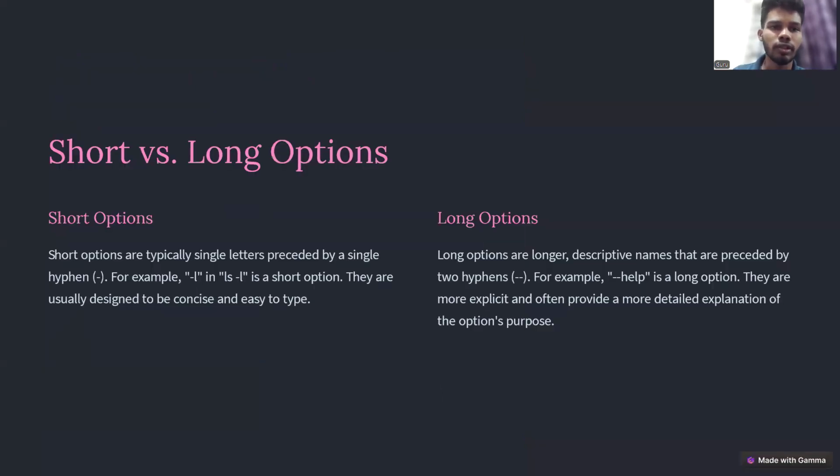The next topic is short versus long options. Short options are typically single letters preceded by a single hyphen. For example, -l in ls -l is a short option. They are usually designed to be concise and easy to type. Long options are longer, descriptive names preceded by two hyphens. For example, --help is a long option. They are more explicit and often provide a more detailed explanation of the option's purpose.